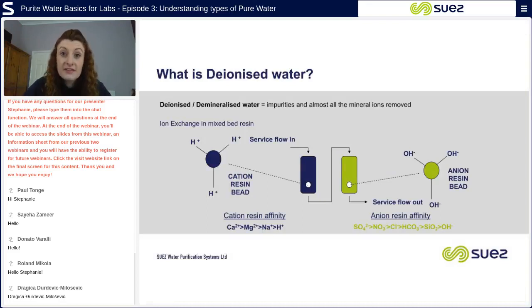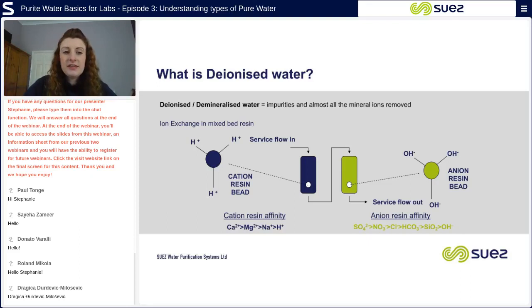What is deionized water? Deionized water, which is also sometimes called demineralized water, is water that has had impurities and almost all of the mineral ions removed, which is achieved by ion exchange using mixed bed resins.